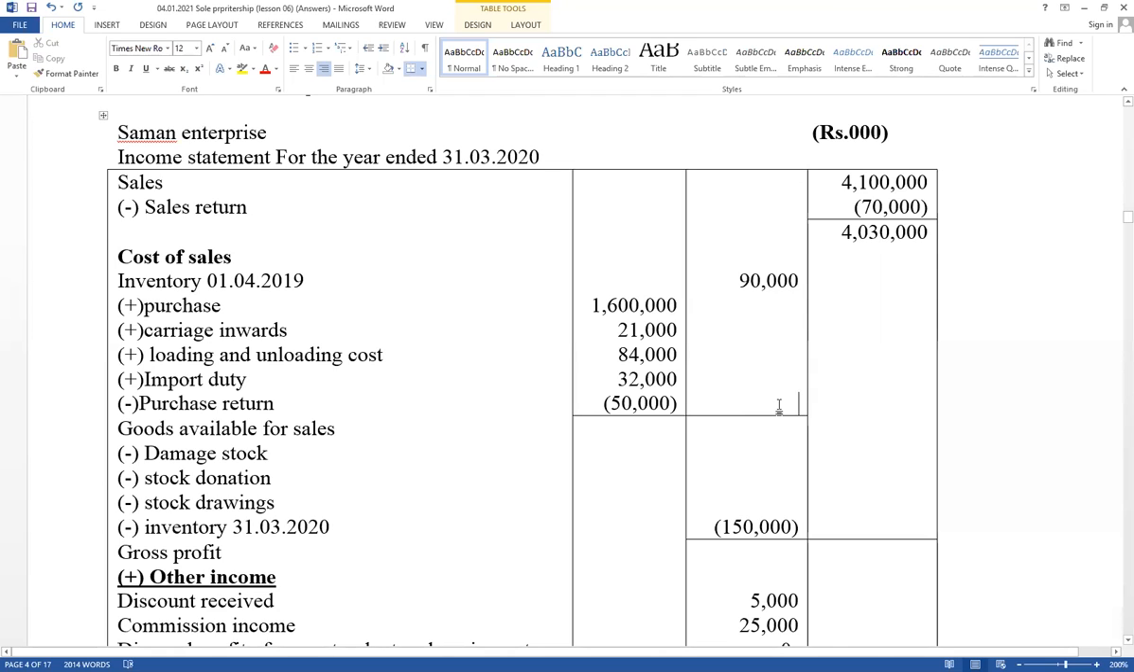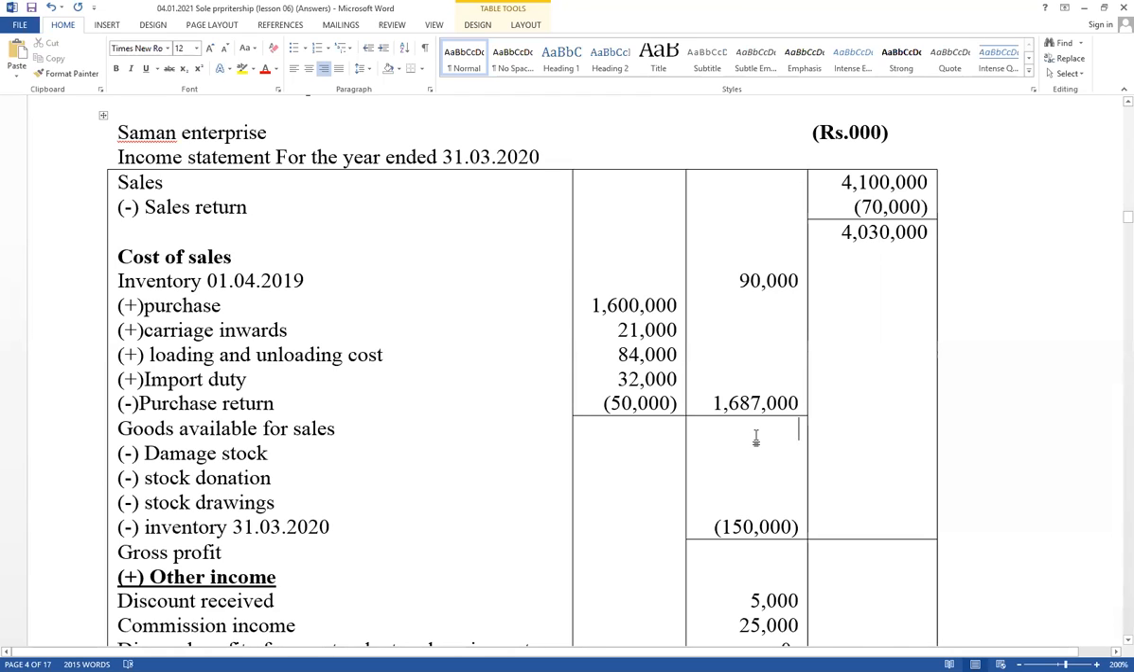Therefore, here total value equal 1,687,000. Here total value, from that value should be deducted 50,000. Then opening inventory plus this value, take answer, first column, second column. Here total amount cannot be included in the third column. This is where many students make mistakes: the total of these two cannot be taken here. We have to take it here.